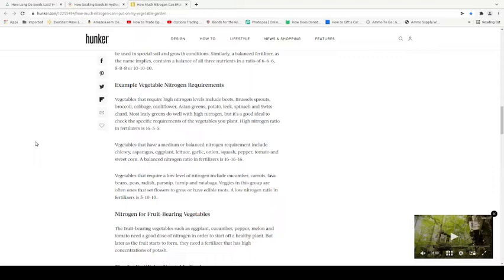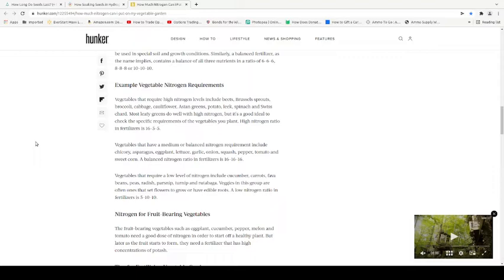Vegetables that have a medium balanced nitrogen requirement include chicory, asparagus, eggplant, lettuce, garlic, onions, squash, pepper, tomato, and sweet corn. The balance for the nitrogen ratio in that type of fertilizer you would want is an even one, 16-16-16. 16 nitrogen, 16 phosphate, 16 potassium.